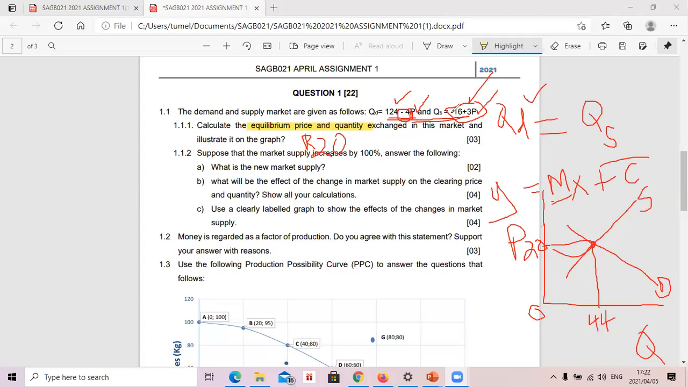Okay, 44. Do you understand how to get 20 as the value of P? You are going to take that value of P and substitute it in any of the functions, QD or QS. Then you will get the equilibrium quantity. If you choose to use QD, you substitute P by 20, and you will get 44. If you use QS, you will get the same.